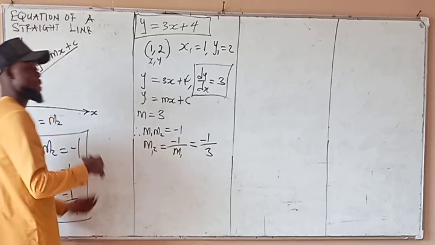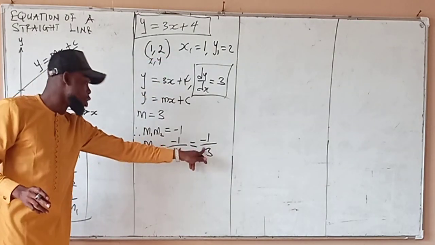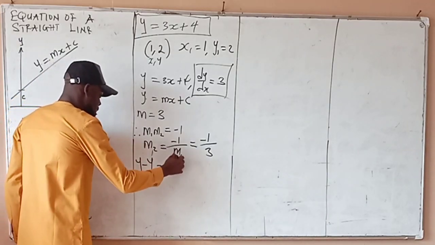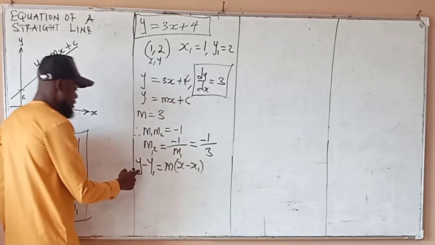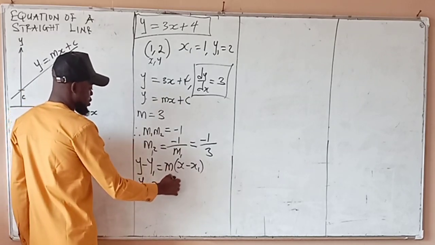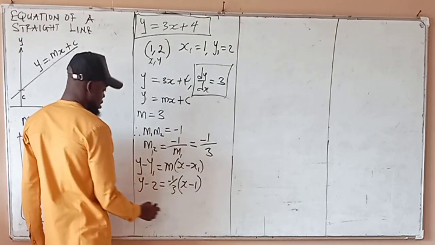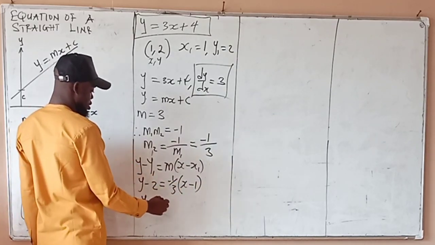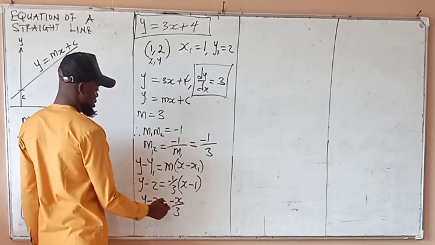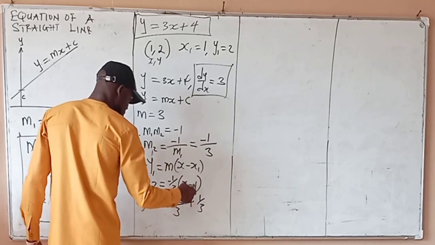Remember, we recall that the equation of a line that passes through a given point with a known gradient is given by y minus y1 equals m bracket x minus x1. So therefore we have y minus y1, which is 2, equals m, which is minus 1 over 3, times x minus x1, which is 1. That's going to give us y minus 2 equals minus x over 3, minus x1, is plus 1 over 3, because this one times 1 is only the same thing.